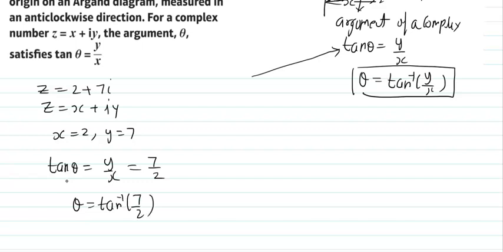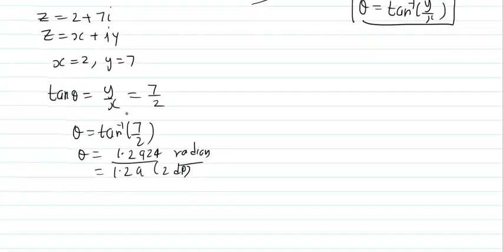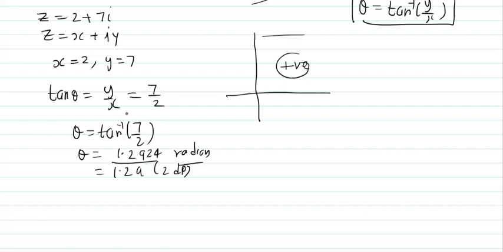So put this value in a calculator. You will get theta as 1.2924 radian. Your calculator should be on radian mode. So theta equals 1.2924 radian, or up to 2 decimal places, that is 1.29. This is all about when z is lying in the first positive quadrant. If z is lying in this quadrant, then we are going to use this rule.